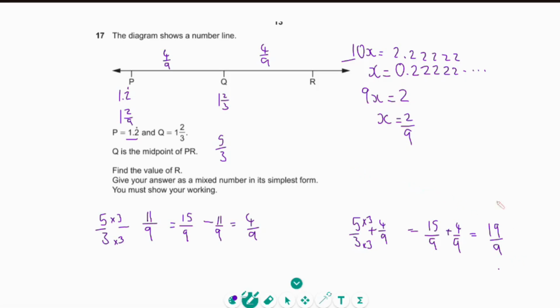So 9 into 18 is 2, 1 remaining. So 2 1/9 is the value of R.